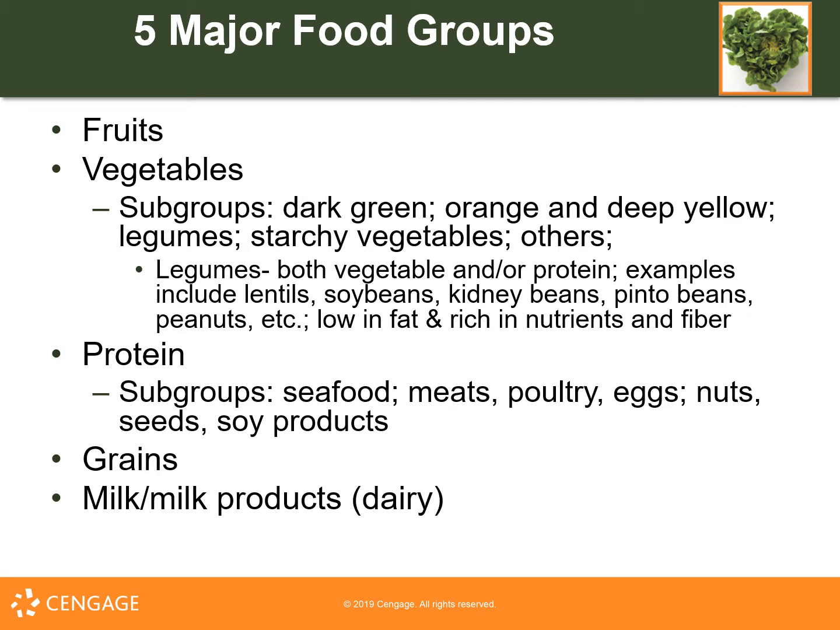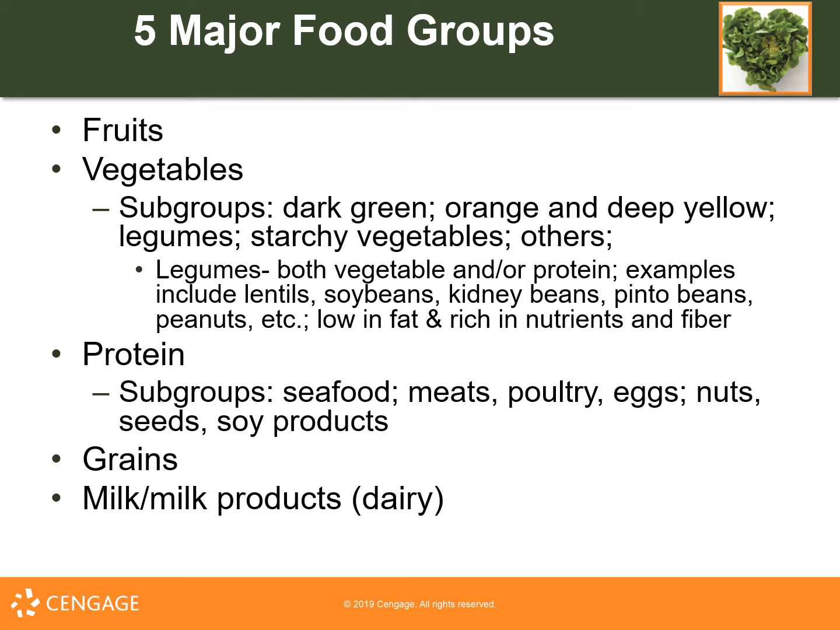So, five major food groups, first being fruit, then vegetables. Vegetables actually have five subgroups based on color, nutrient, and starch content, and you want to choose a variety from each group. The subgroups include dark green, orange and deep yellow, legumes, starchy vegetables, and other. Legumes are considered both a vegetable and/or a protein. Examples include lentils, soybeans, kidney beans, pinto beans, peanuts, etc., because they are low in fat and rich in nutrients and fiber.